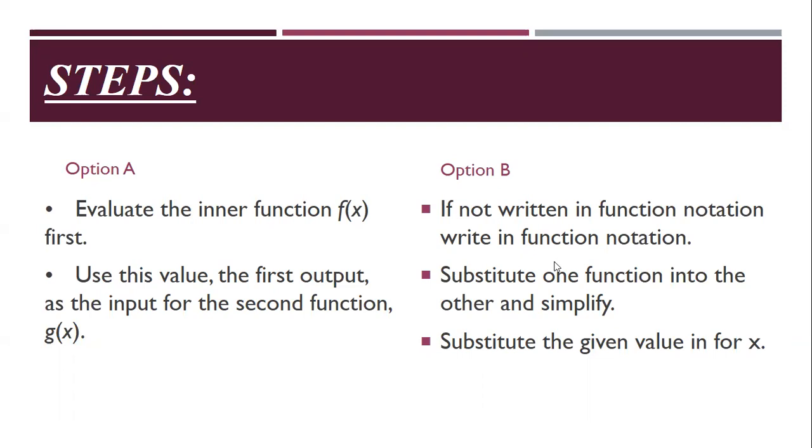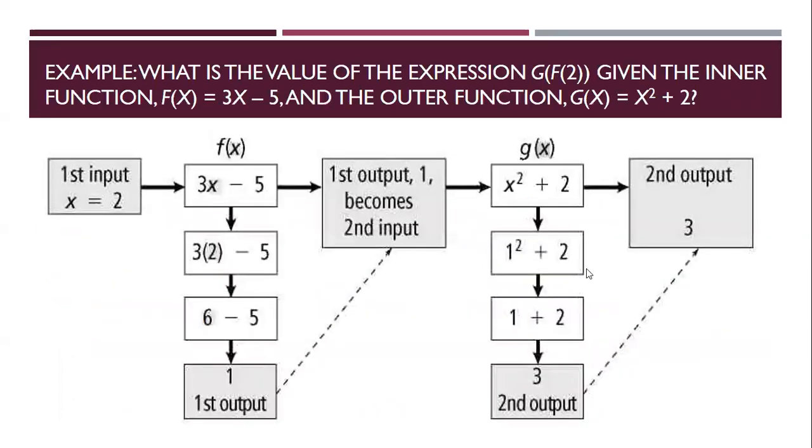All right, so we're going to look at a completed example using our graphic organizer, okay? So here it says, what is the value of the expression g composed of f of 2? Given the inner function is f of x equals 3x minus 5, and the outer function is x squared plus 2, okay? So now you have values for your g of x, not just graphs and tables, but you have whole equations that represent g of x and f of x. Right here, it says that we have g composed of f of 2. So our inside is f of 2. Do we see that?